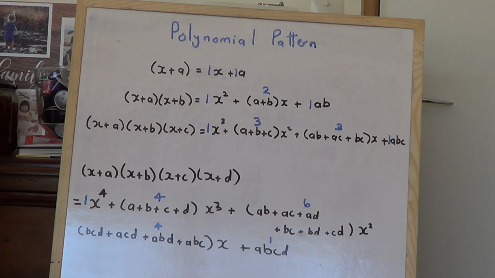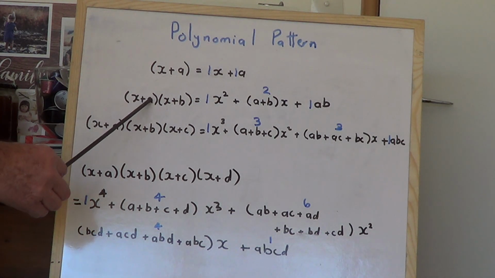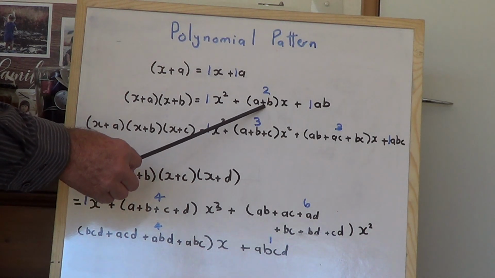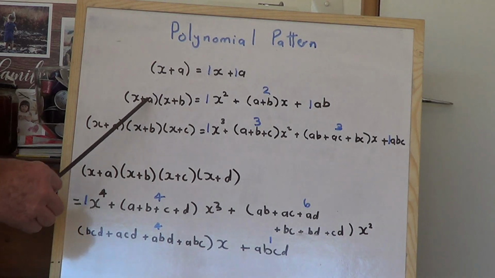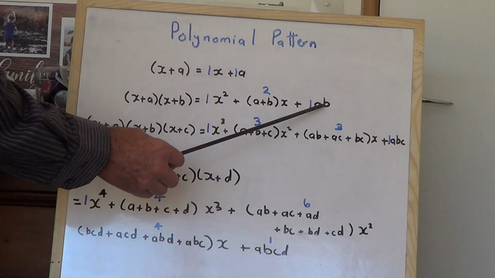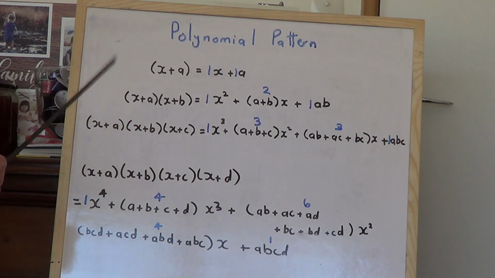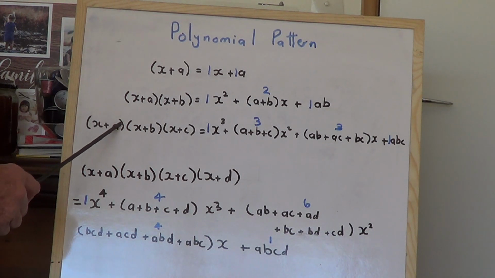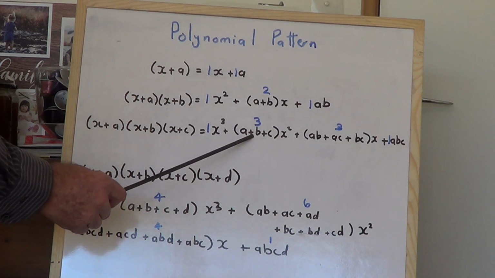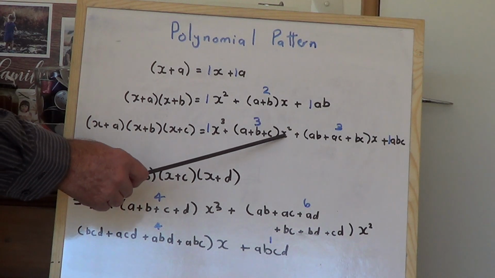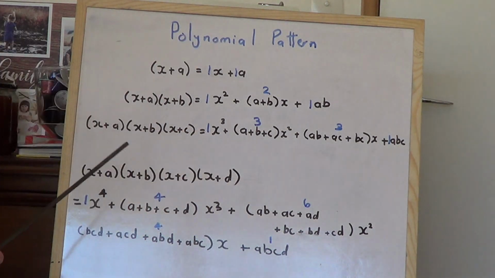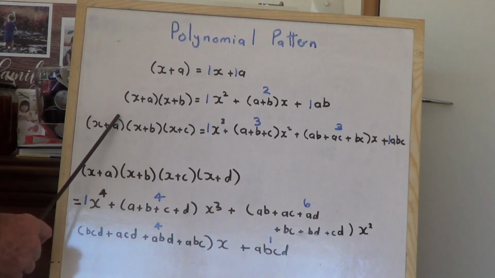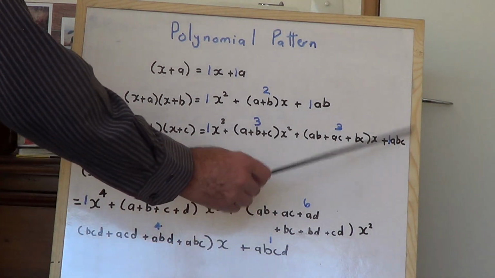What happens with quadratics? Simple quadratics, you've got two numbers that add together, have a sum, which is the number in front of x. And the product, when you multiply them together, is the number on the end. For cubics, you have a sum of 3 numbers, which is the number in front of x. And then the number on the end is the 3 numbers multiplied together.